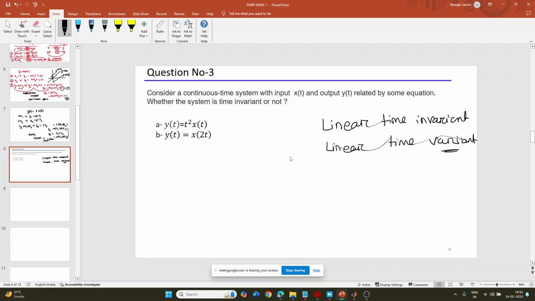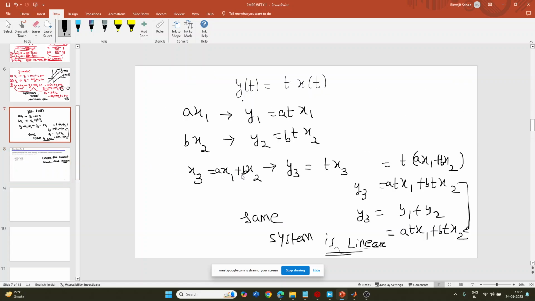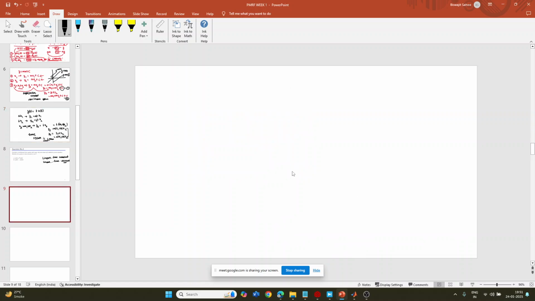Sir, the previous question seems like it's a linear system. Which one? y of t equal to sine x of t. It is a linear system. You got a linear answer. Could you explain to me? Okay, let me do it for you.